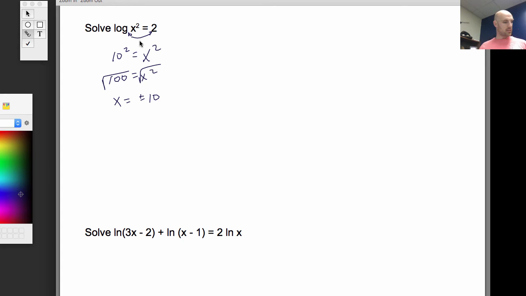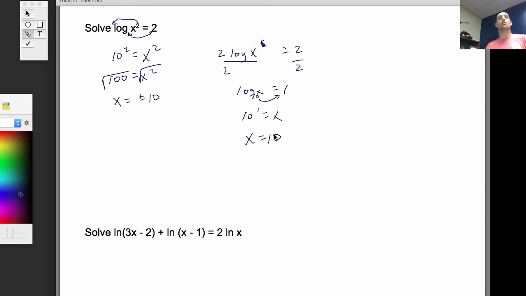When I look at this, that's one way to do it. Another way to do it would be to say, if I would solve by bringing my exponent down, I could have 2 log x is equal to 2, divide by 2, divide by 2. So the log of x is equal to 1. And so if I bring my 10 up here, I've got 10 to the first equals x, so x is equal to 10. So what do I do with this information?